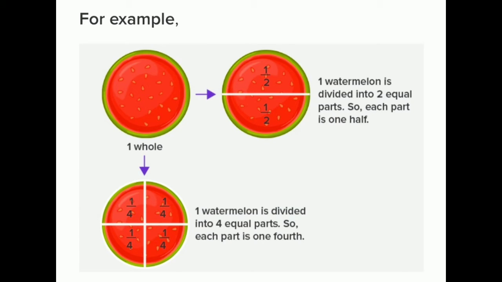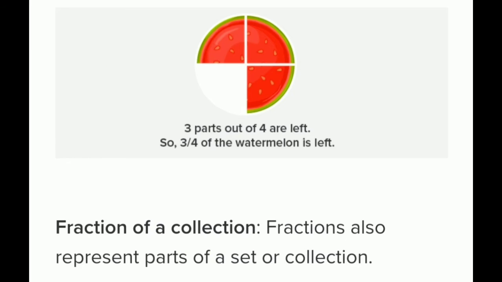For example, one watermelon is divided into 2 equal parts. So each part is 1/2. Then one watermelon is divided into 4 equal parts. So each part is 1/4. So this is the fraction and this is the example. What do you see in the picture? 3 parts out of 4 are left. So 3 by 4 part of the watermelon is left.